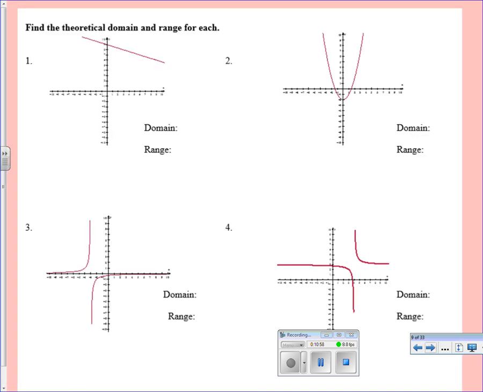All right, so let's take a look at the picture and see if we can figure out what family it is from, what the domain is, and what the range is, because that's what you're going to have to do on your homework. Make sense? So with number 1, what do you think it is? First figure out what family it is. Linear, good.